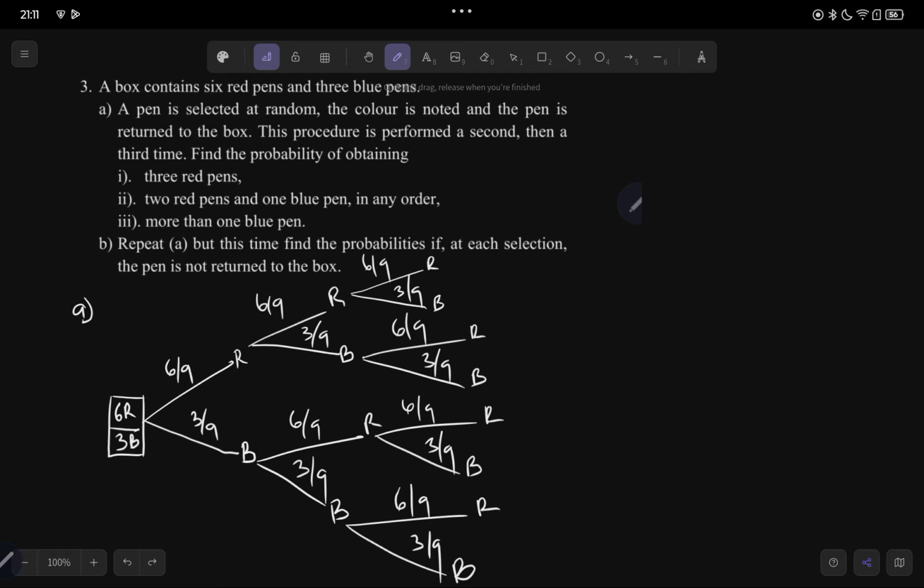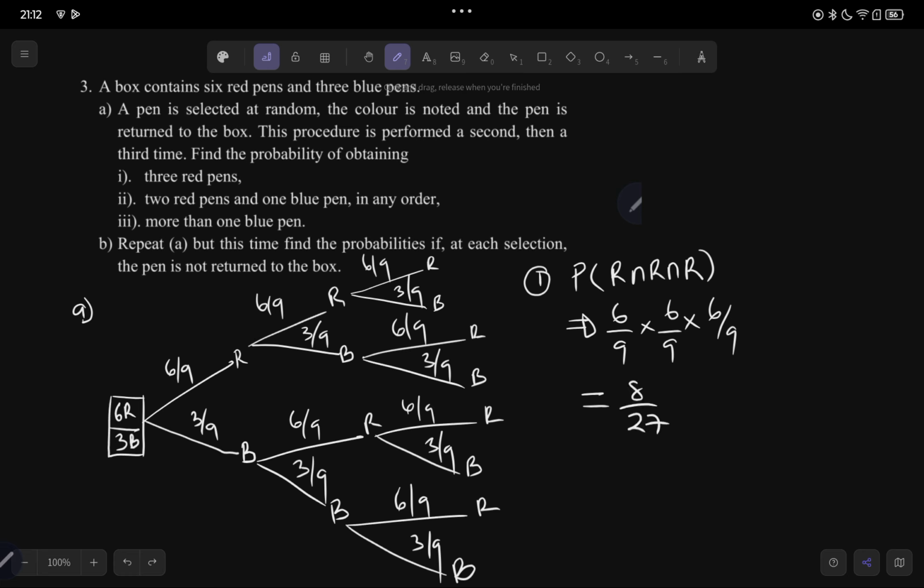Now, Roman 1, what do they want? 3 red pens. So the probability of picking a red, picking another red, and then picking another red. So it is 6 over 9 times 6 over 9 times 6 over 9. When you work out that one, you'll get 8 out of 27 as your answer when you simplify.